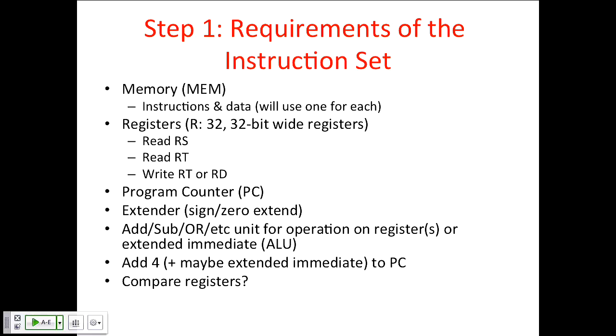We need to sign or zero extend immediates. We need to do add, subtract, or OR for our ALU operations. Remember, this is just MIPS Lite. There's these few instructions. We also need to add 4 and maybe this extended immediate to the program counter. So +4 for most instructions, the extended immediate for branch targets. You may also need to compare registers. Okay, so this is going through our little instruction set, what are the operations we need to support in the hardware.